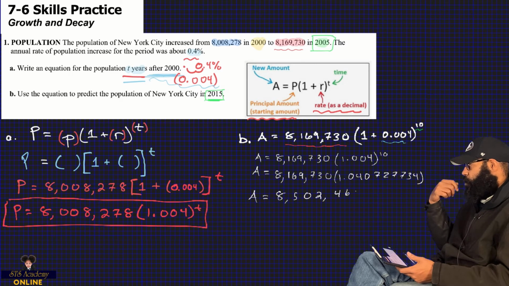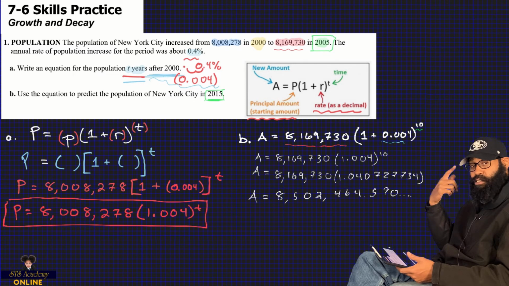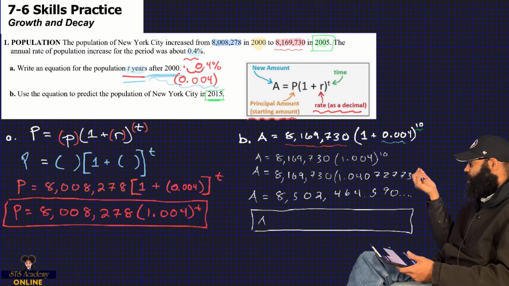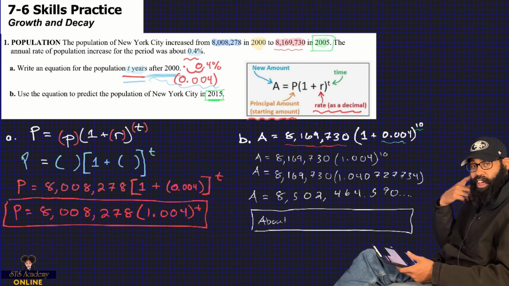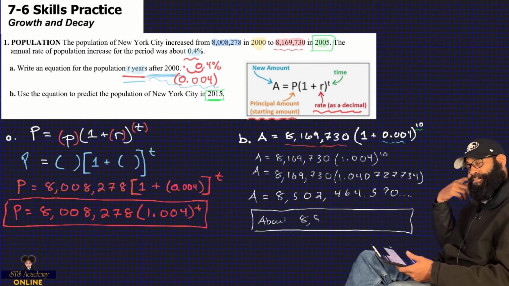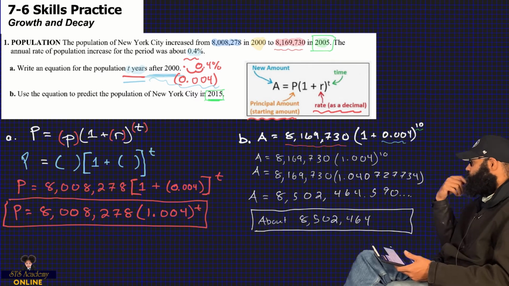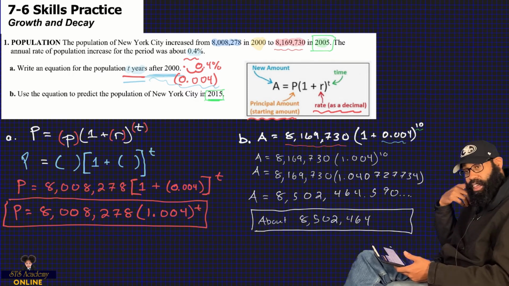Of course, I'm good. The number should increase because my population is increasing. So it looks like it increased from 8.1 million to 8.2 million. And again, guys, I'm not going to say 0.59 because we can't have 0.59 people. But about 8.5 million, 8,502,464, and I'm happy with that, guys.